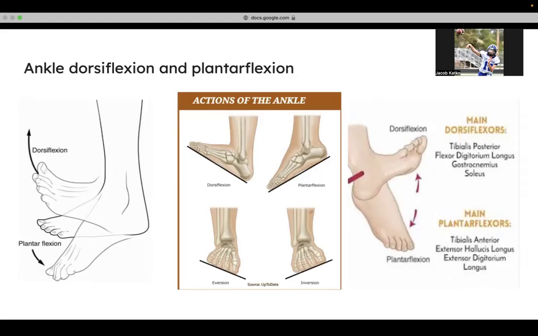And then to the right there, the main dorsiflexors for dorsiflexion are the tibialis posterior, the flexor digitorum longus, the gastrocnemius, and the soleus. And then the main plantar flexors are the tibialis anterior, extensor hallucis longus, and the extensor digitorum longus.